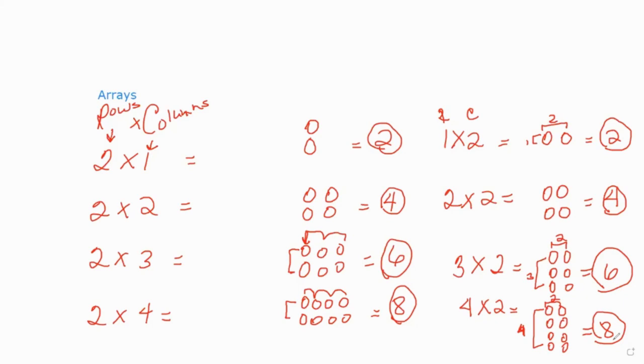Okay, so this is arrays, and let's do something called equal grouping. Okay, that's the fourth strategy I want to discuss.